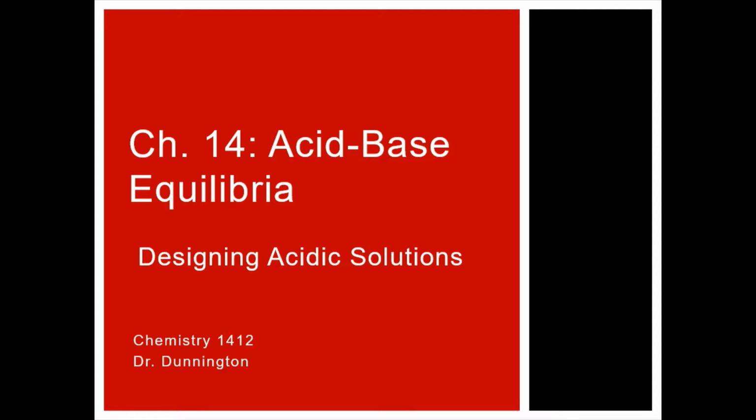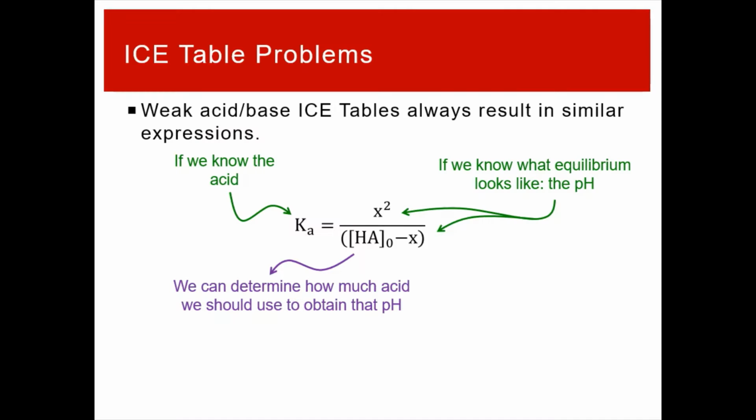Wrapping up our discussion of these weak acid ice tables, we're going to talk about designing acidic solutions. Ice tables for weak acids give us this equation that relates these three variables, and we've seen that as long as you have two of them, you can solve for the third. So what we want to look at now is solving for the initial concentration of acid.